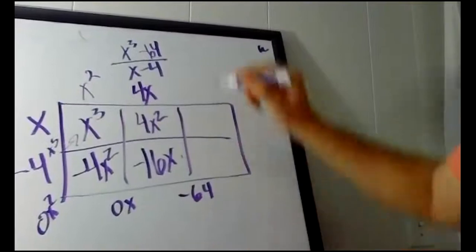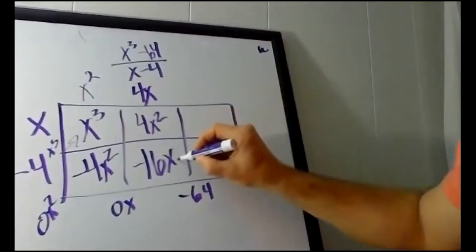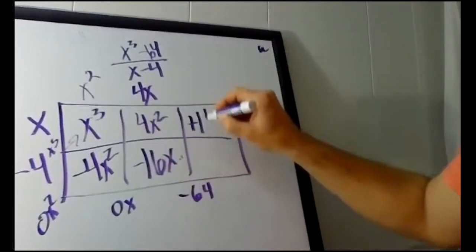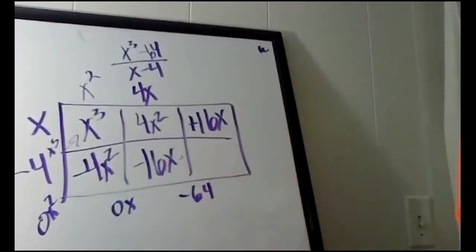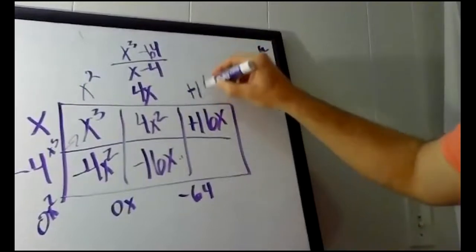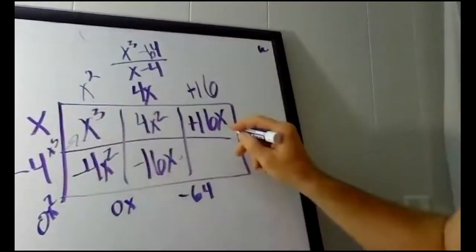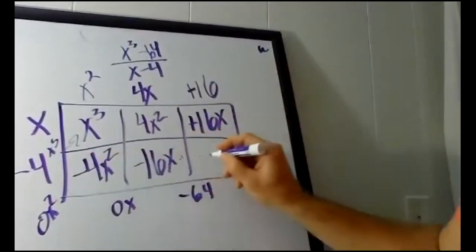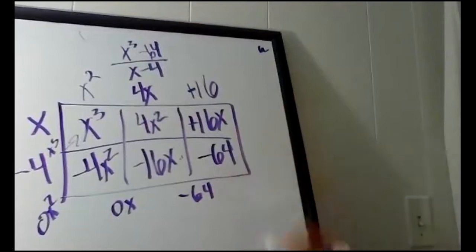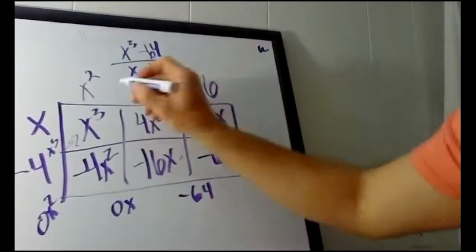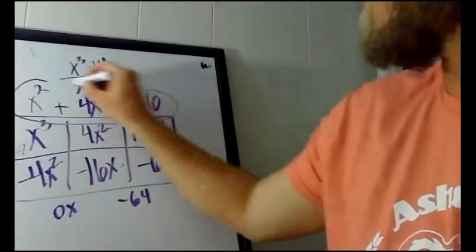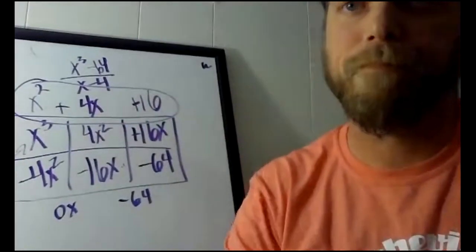Then I need this plus this to equal the 0x. So this is -16x. I'm going to put plus 16x. Okay. And I'm going to put a positive 16 right here. So 16 times x, 16x. 16 times -4 is -64. Therefore, back here, now that I've got that, I've got x squared plus 4x plus 16.